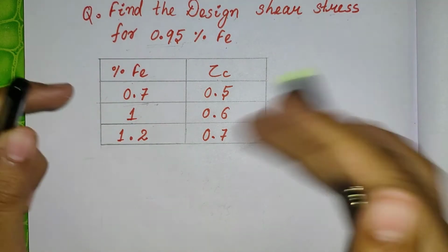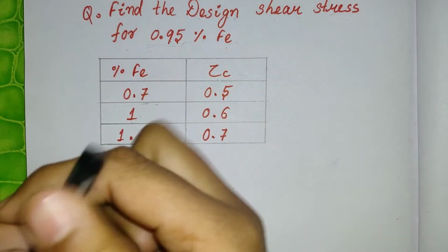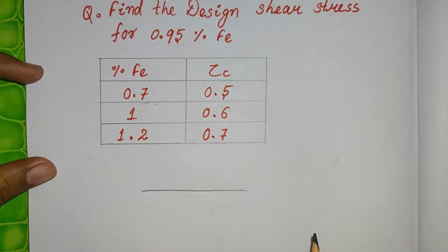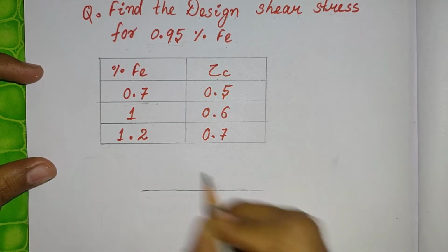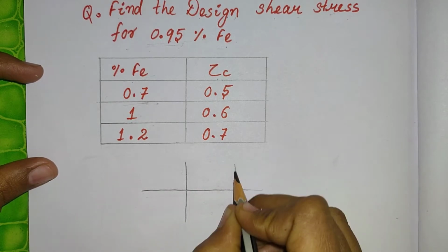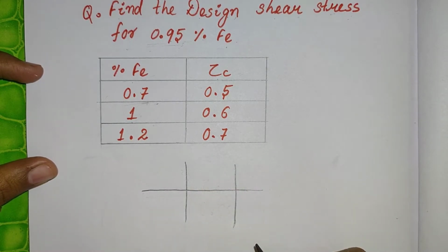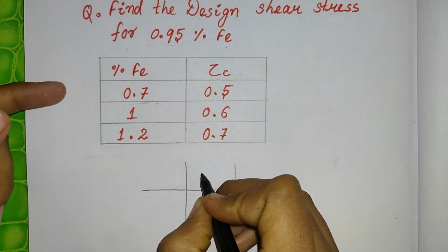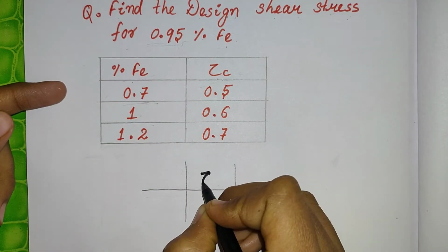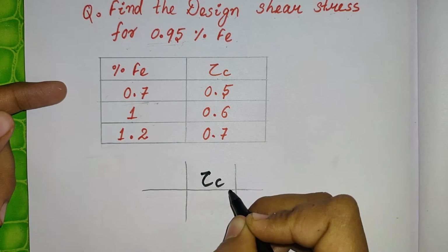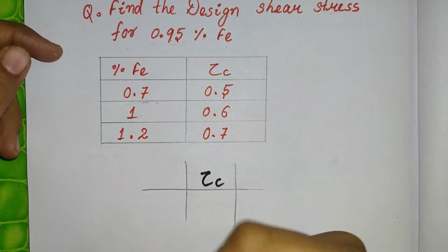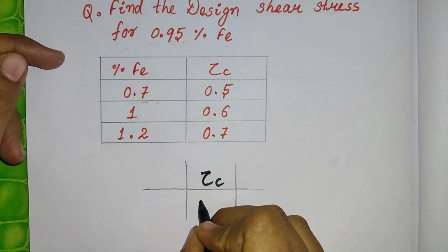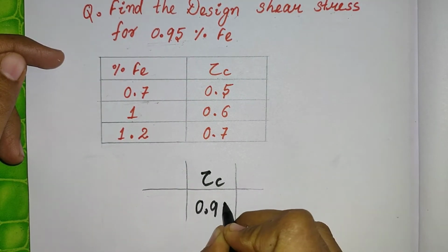So again, use the same method. Draw a horizontal line and two vertical lines. Now put the unknown value that you have to find in the middle. So the unknown value is tau c. Write it here. And for tau c, the corresponding value is 0.95%. So write it here.